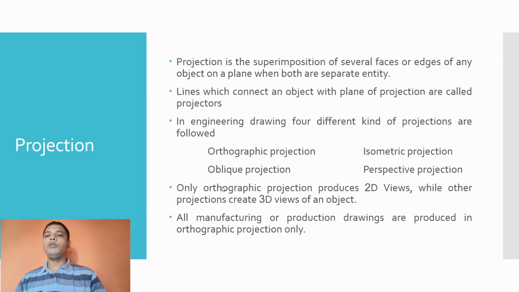So only orthographic projection produces 2D views, while other projections create 3D views of an object. All manufacturing drawings or production drawings are produced in orthographic projection only. This is the vital part. That's why we have to learn orthographic projection so carefully.